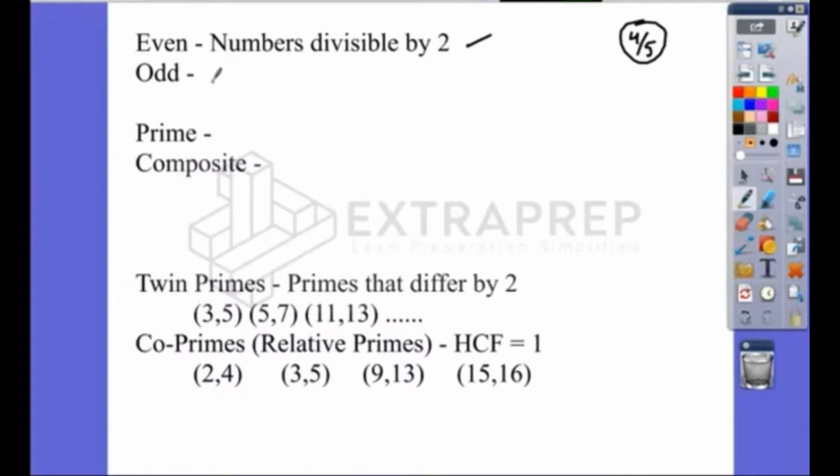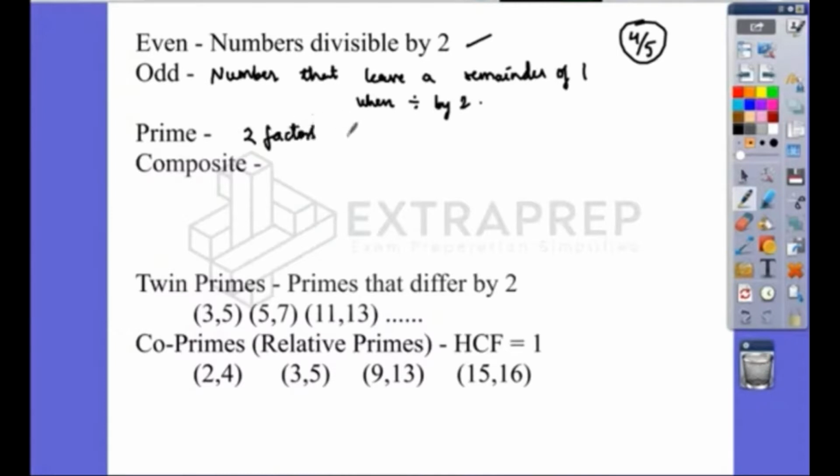You have to write odd numbers as numbers that leave a remainder of 1 when divided by 2. That's how you define an odd number. Similarly, let's get to prime numbers. Prime numbers are numbers which have two factors. This is the best way to define a prime number. Numbers having two factors are said to be prime numbers, and those two factors would be 1 and itself.